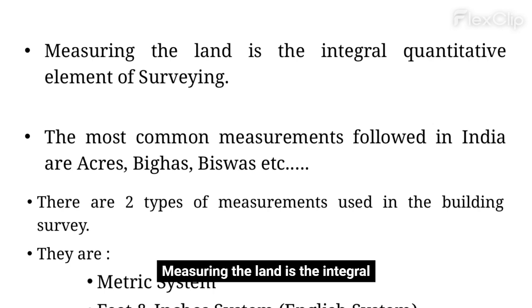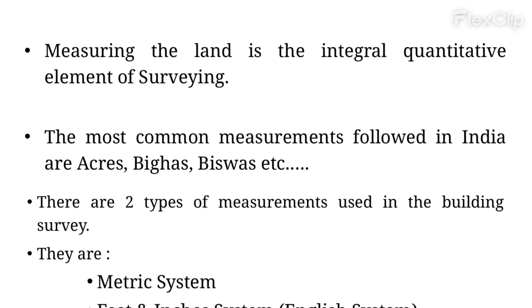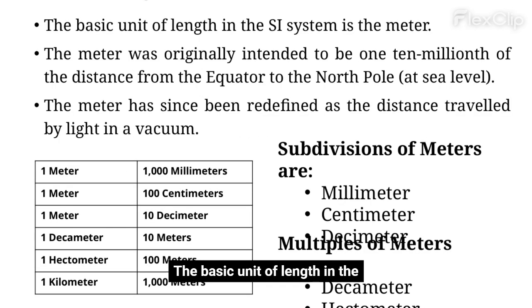Measuring the land is the integral quantitative element of surveying. The most common measurements followed in India are acres, bighas, bisbas, etc. The basic unit of length in the SI system is the meter. The meter was originally intended to be 1/10,000,000th of the distance from the equator to the North Pole at sea level. It has since been redefined as the distance traveled by light in a vacuum.